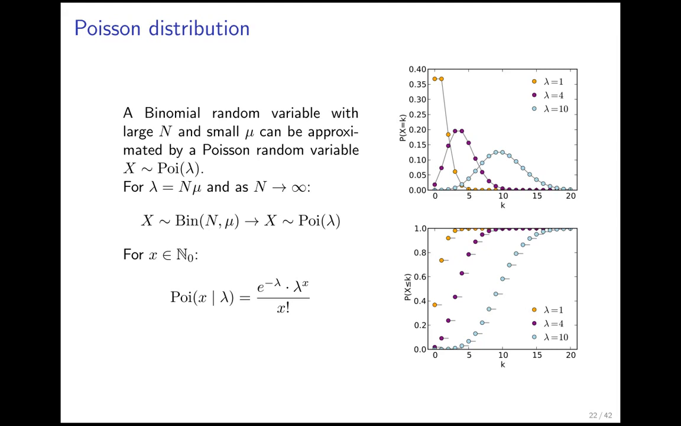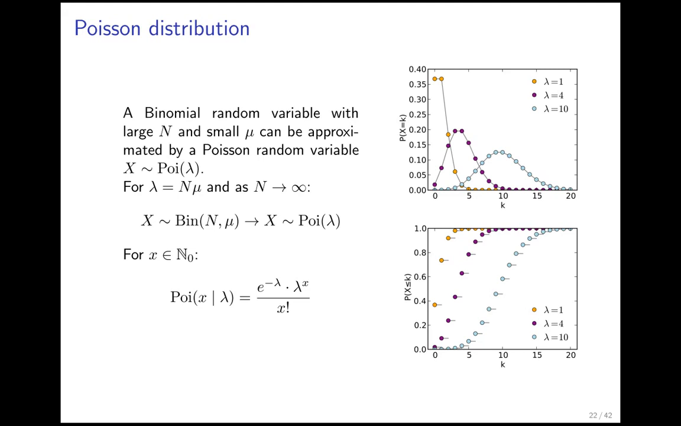But luckily there's the Poisson distribution, and the Poisson distribution is an approximation of the binomial distribution for a very large n. And you can show that if you choose the parameter lambda of the Poisson distribution as n times mu, then for very large n, it's pretty much the same. And if you look at the PMF of the Poisson distribution on the right hand side, then you see that its shape is already quite similar for very small values of n.